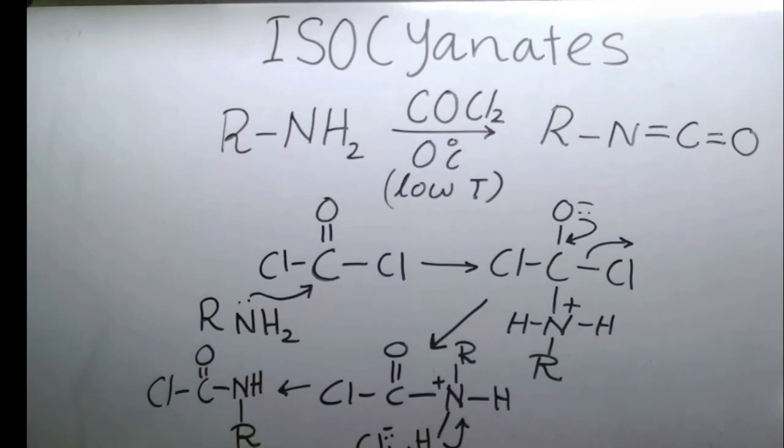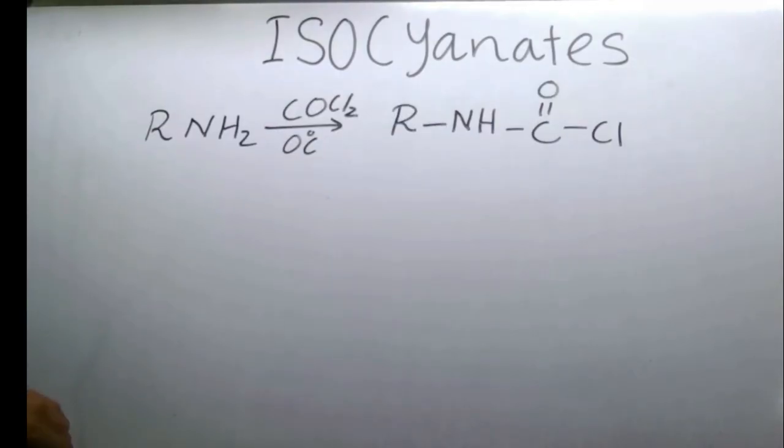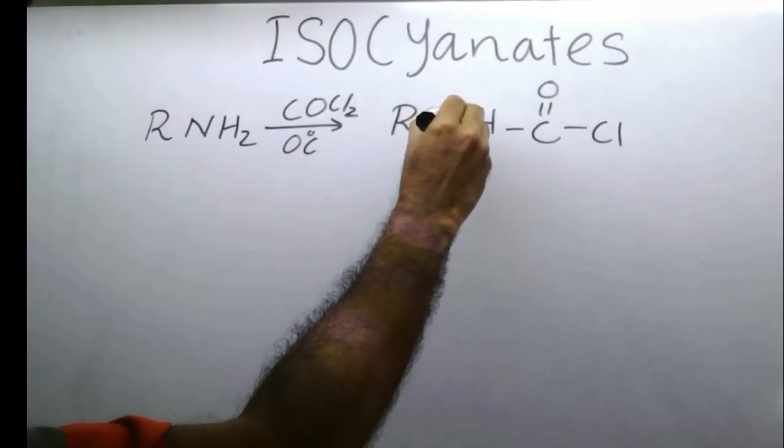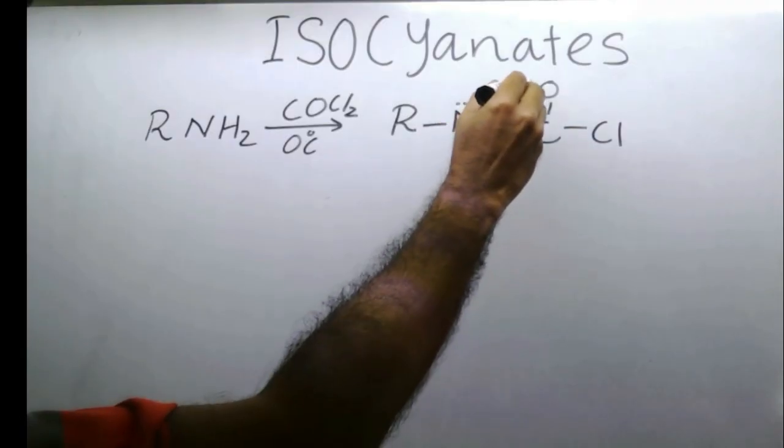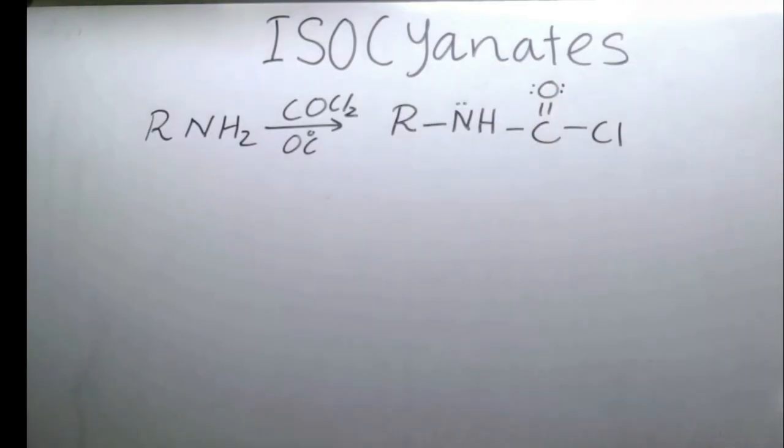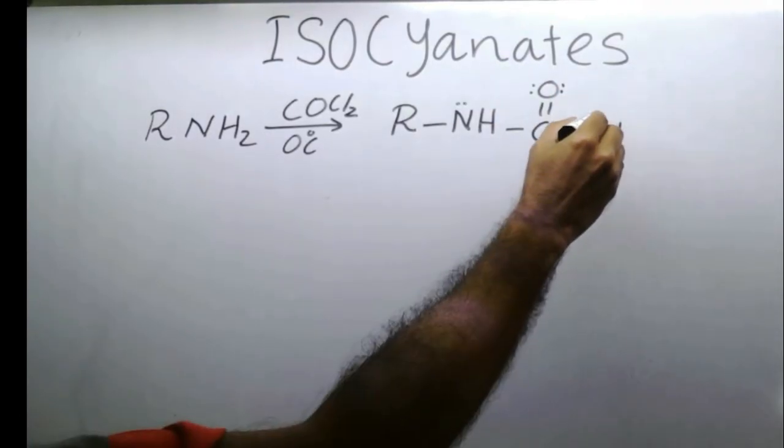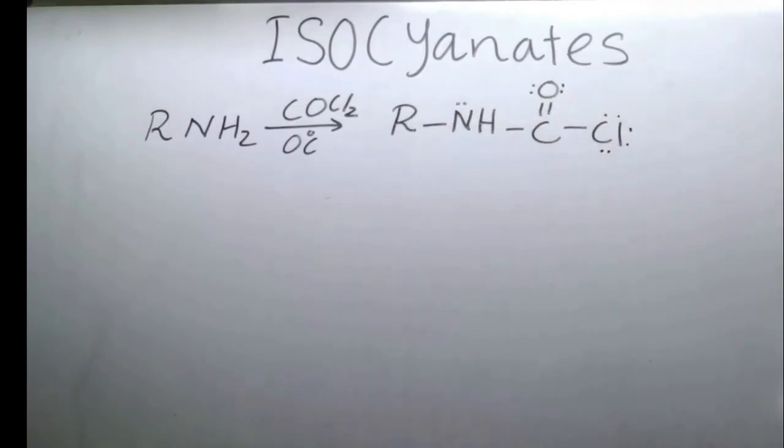this is actually not isocyanate, it is an intermediate product. In the next step the required isocyanate will form. Now we have to think what the next step would be. There is a lone pair on the nitrogen atom and 2 lone pairs on oxygen. Also there are 3 lone pairs on chlorine. The lone pairs on the chlorine atom are not much important here.